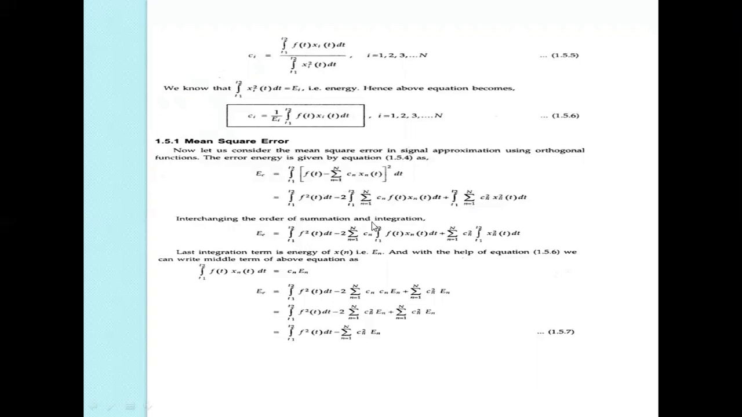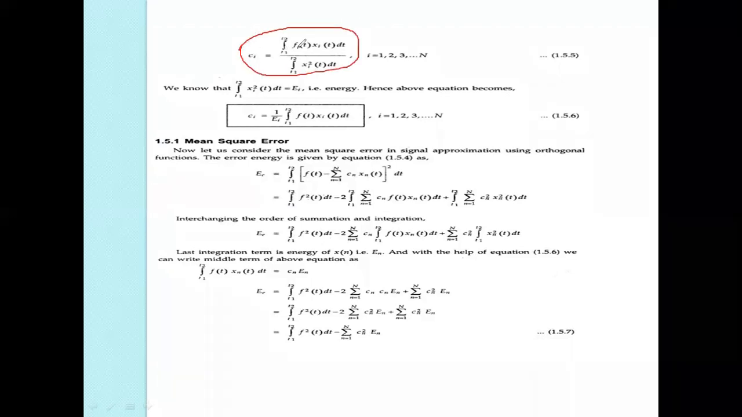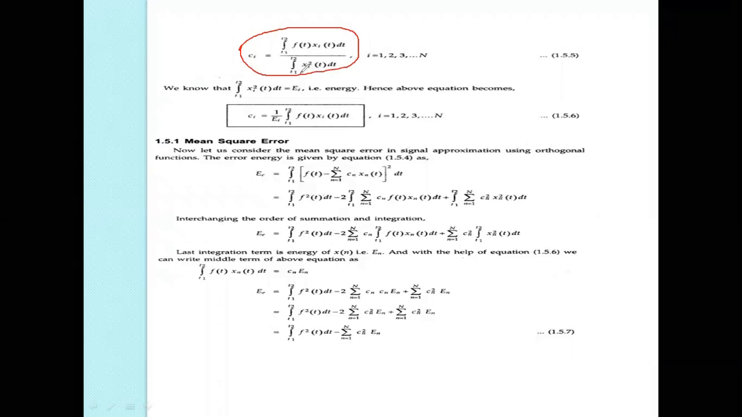Interchanging the order of the summation and the integration. The first part has no changes: the integral T1 to T2 f square of t dt, the same thing. And the remaining function in the second term, we can see the same expression here. You see Ci is equal to the integral T1 to T2 f of t xi of t dt over the integral T1 to T2 xi square of t dt. So this is a denominator function.